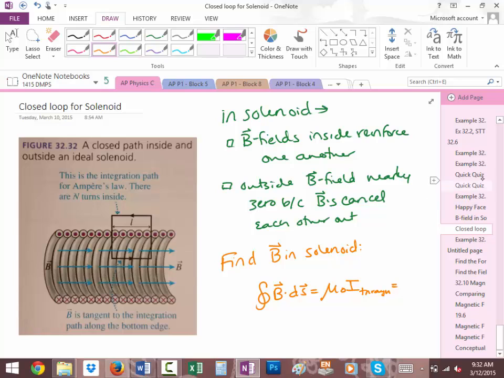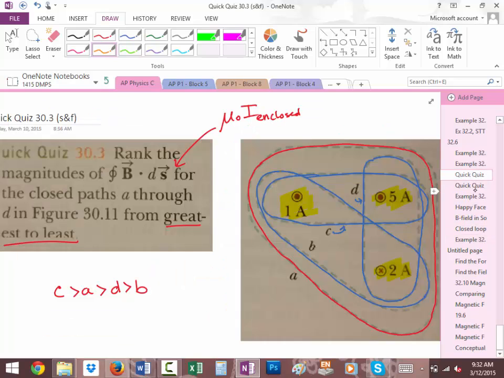So just like, remember we looked at these pictures last time? And we were trying to figure out what had the biggest value for this. Does this look familiar to you? I want to hear some words. Come on. Okay, good. And the way we did that was to figure out how much current was going through the loop. So every loop has a different amount of current going through it, right? So that means that it has a different value for the loop integral of B dot ds, right? Okay, good.